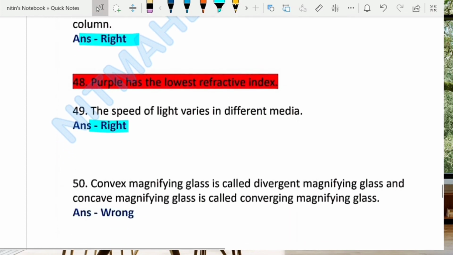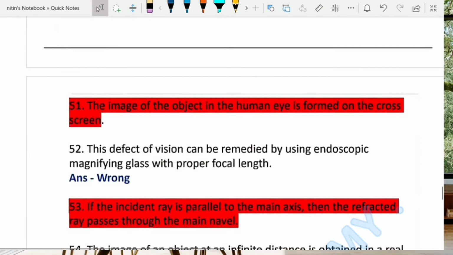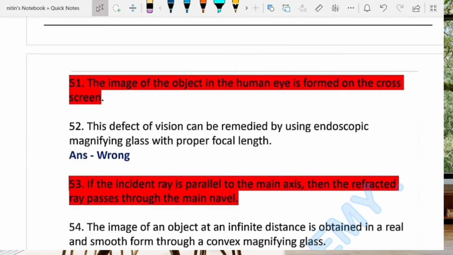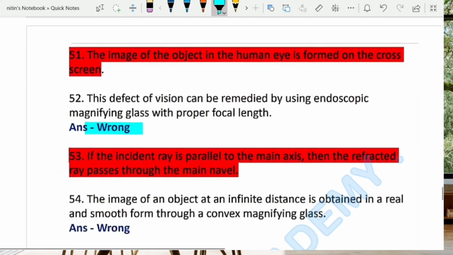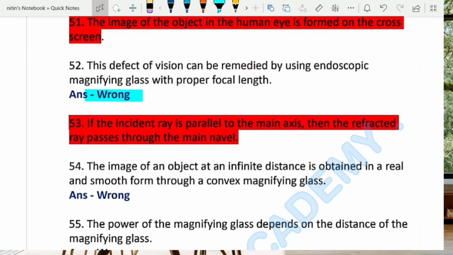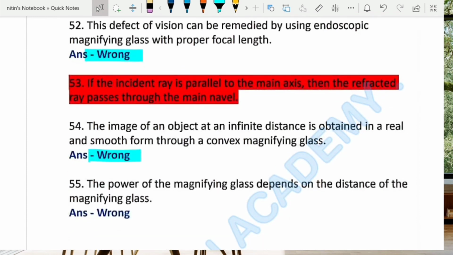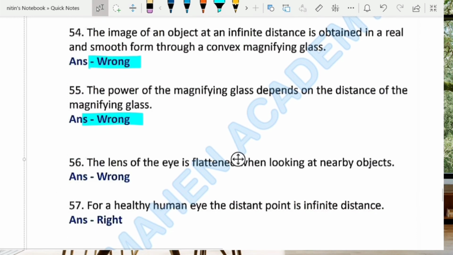Right. Question 50. A convex magnifying glass is called a diverging magnifying glass. Wrong. Next, defects of vision can be remedied by using a suitable magnifying glass. Wrong. The image of an object at infinite distance is obtained as a real image. Wrong. The power of a magnifying glass depends on the distance of the magnifying glass. Wrong.